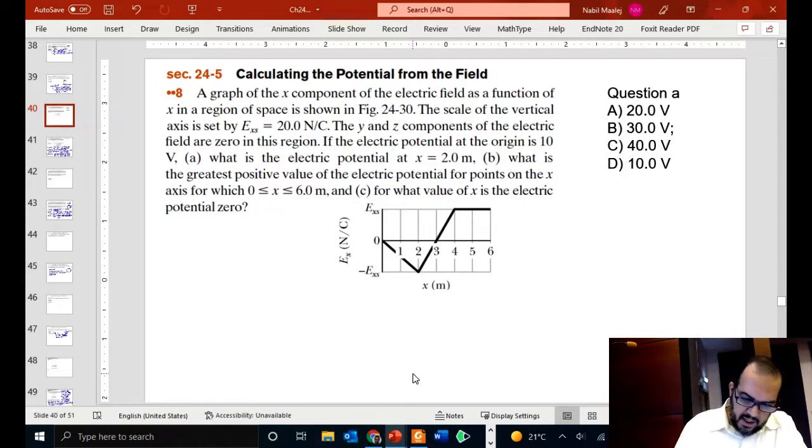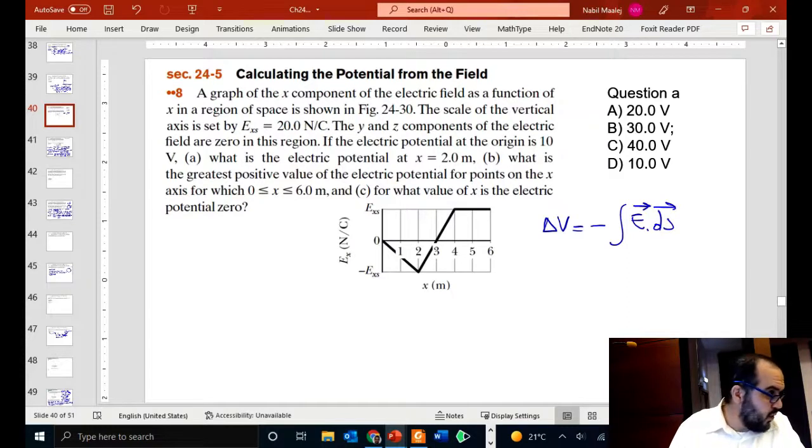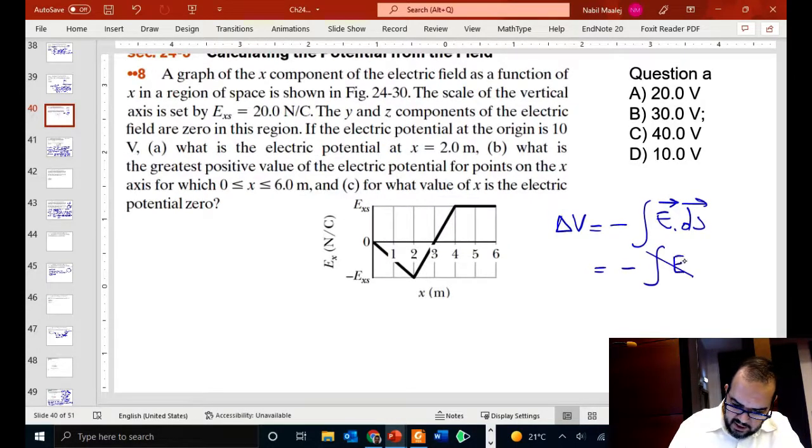Okay, so we are asked to determine the potential at x equals 2 meters, and we were given a graph of Ex as a function of x, and the y and z components of the electric field are 0. Okay, so I can use my previous equation. We have delta V equals minus the integral of E dotted with ds. Since we have only an x component, in this case the y and z components are 0, this becomes minus the integral of Ex dx, going from x initial to x final. So let's take 2 points.